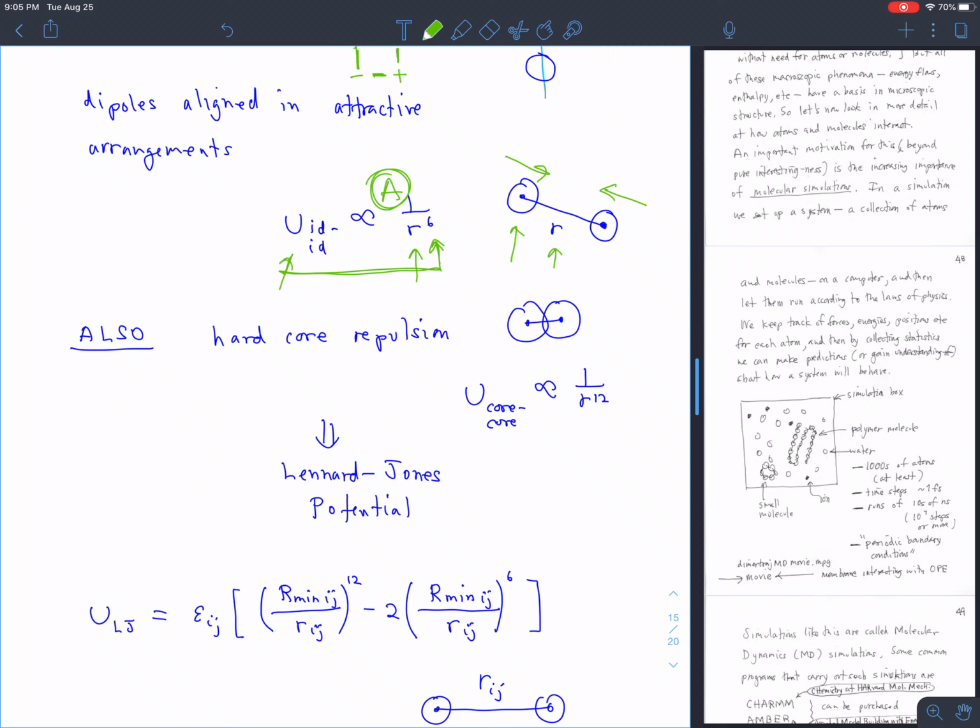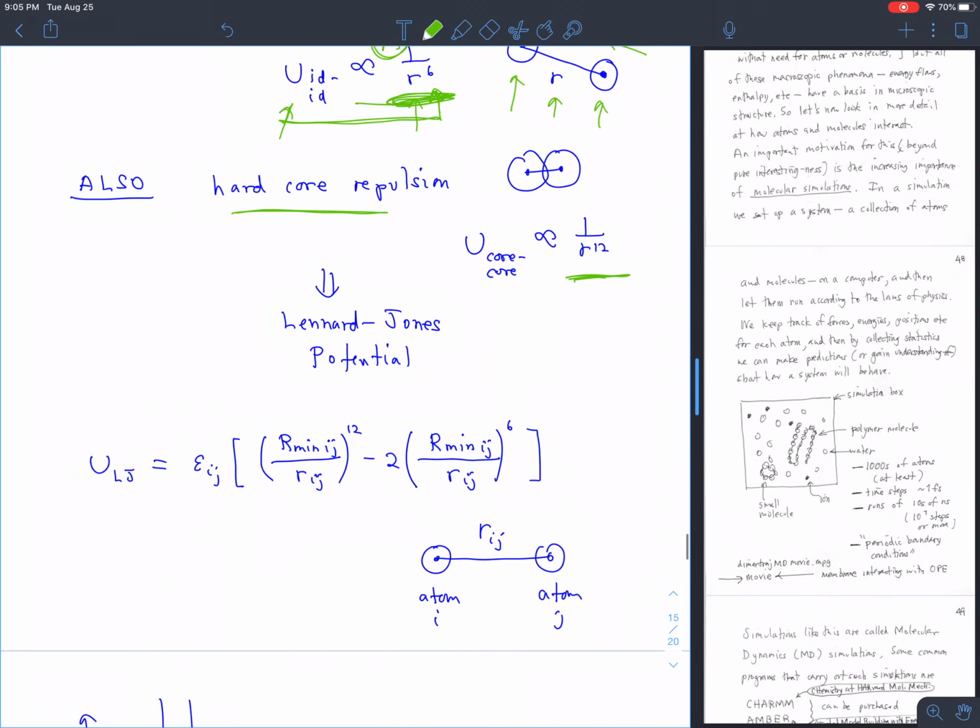If you take any two atoms and look at them, there is this dipole-dipole 1 over r to the 6th interaction attracting them to each other. But if they get too close, there's also a hardcore repulsion. That turns out to be at least approximately 1 over r to the 12th power. And if you combine those two, the 1 over r to the 6th term and a 1 over r to the 12th term, then you get what's called the Lennard-Jones potential.